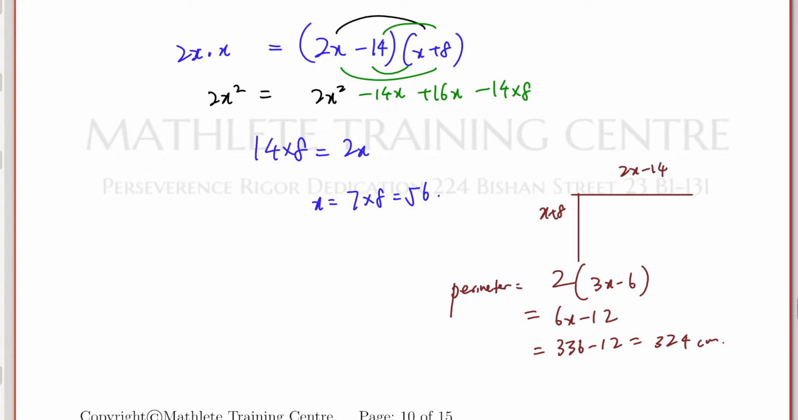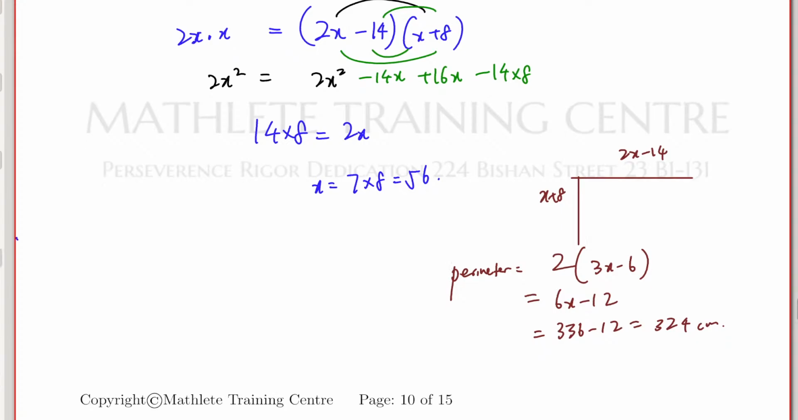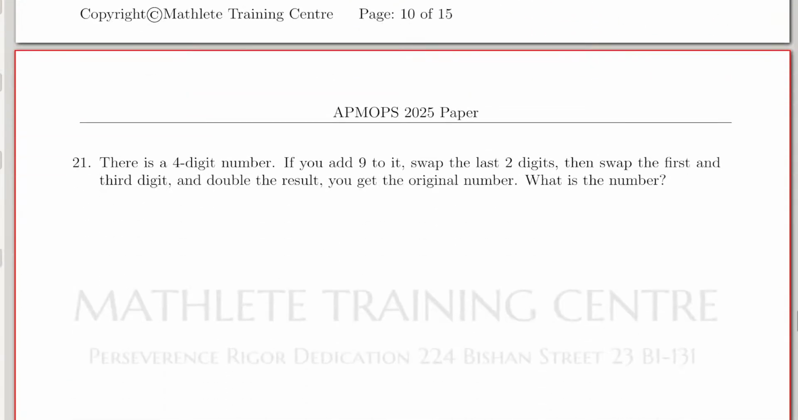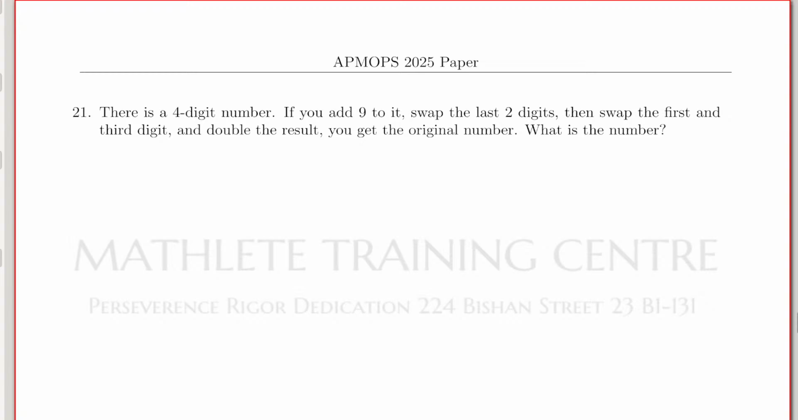Okay, let me move on to the next question. Question number 21. There is a 4-digit number. Okay, firstly, this question number 21 is actually quite difficult. It's not that easy to get an answer because the condition is actually a little bit challenging.